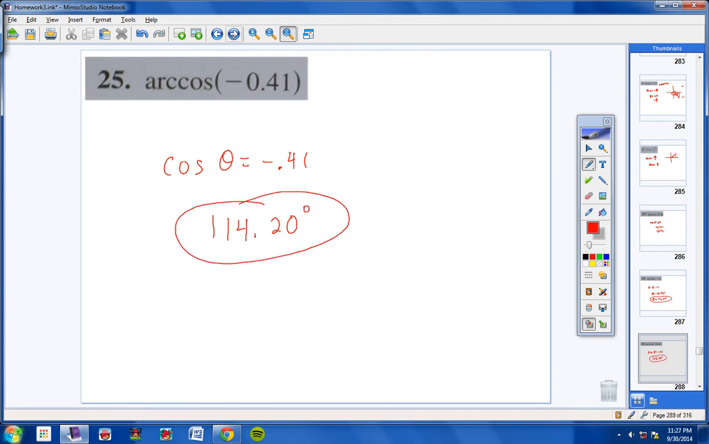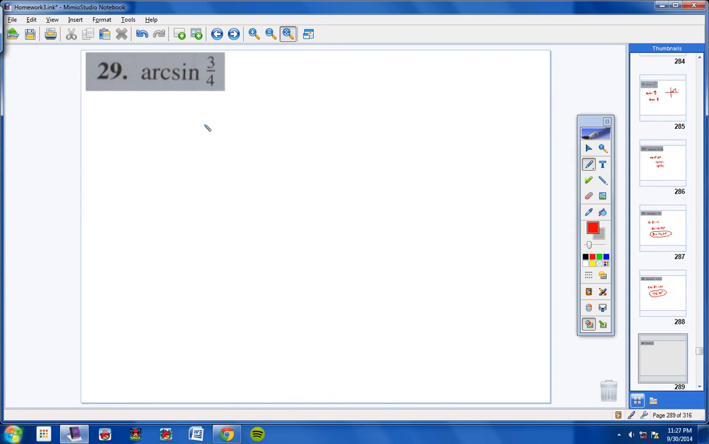All right. Moving on to number 29, arc sine of 3/4. Well, that means sine of theta equals 3/4. So with my calculator, I'm going to hit second sine, and then 3 divided by 4, or 0.75. That's easier for you. And I'm getting out theta equals 48.590, which means the 0 tells us to leave the 9 alone. So there's our answer, 48.59 degrees.